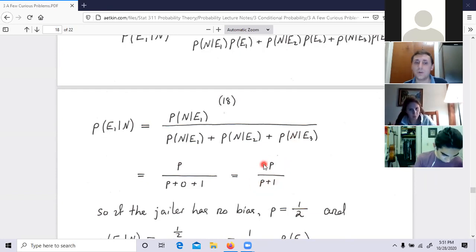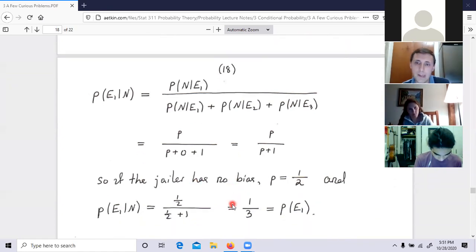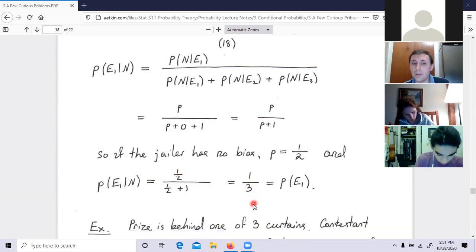That's the general situation. Now, when the jailer has no bias, in other words, when the jailer has a choice between prisoner 2 and prisoner 3, he will randomly select which one of them. That P is 1/2. You understand? If there is no bias, right? So it's 1/2 over 1/2 plus 1. And if you multiply that by 2, the answer will be 1/3.